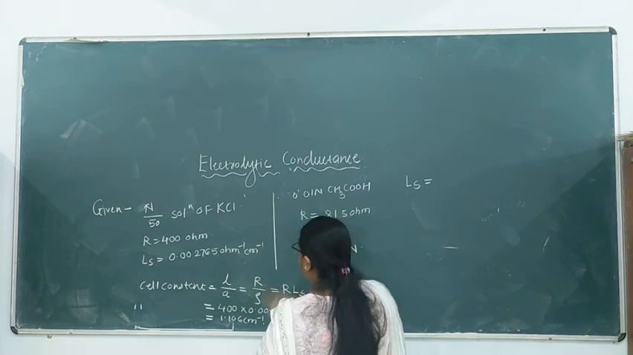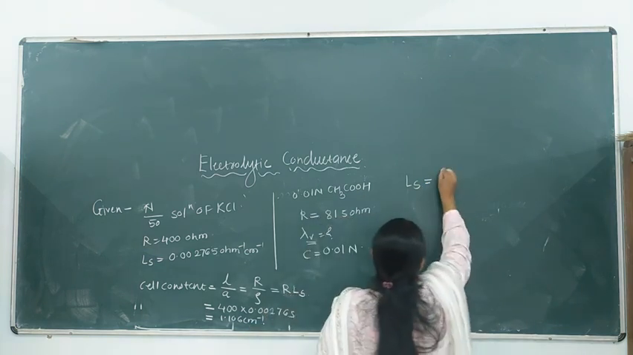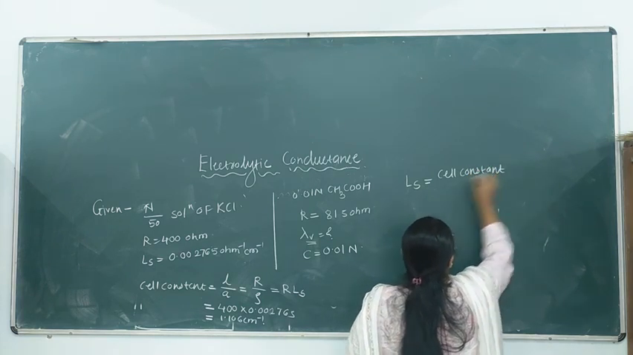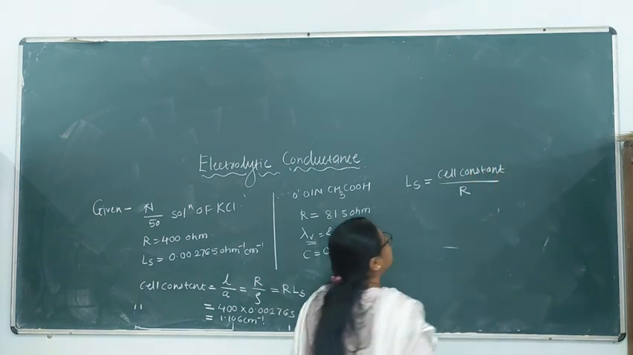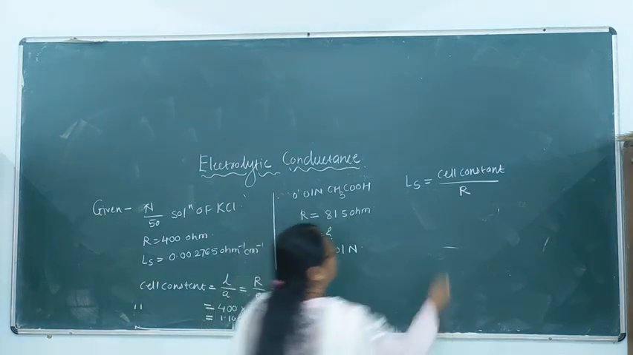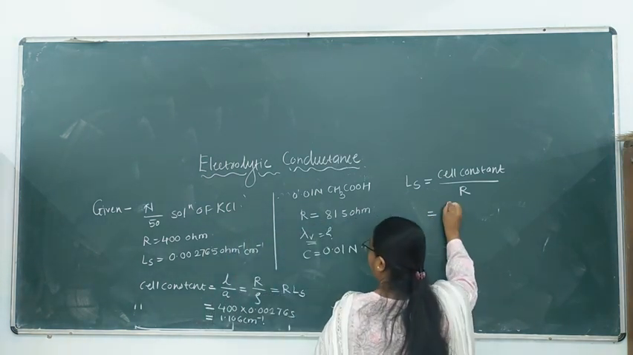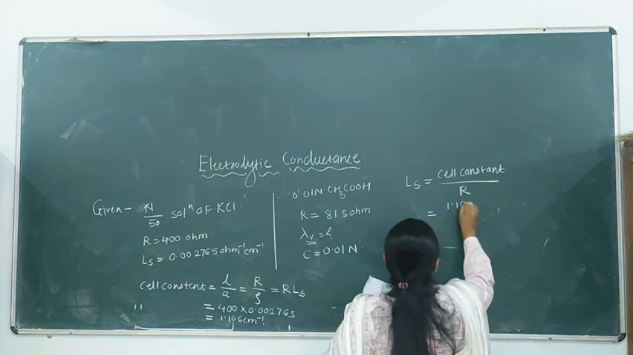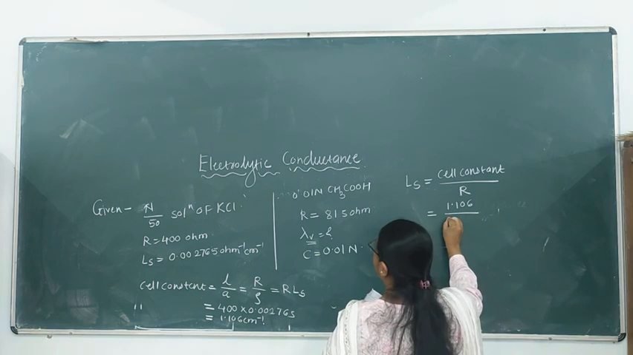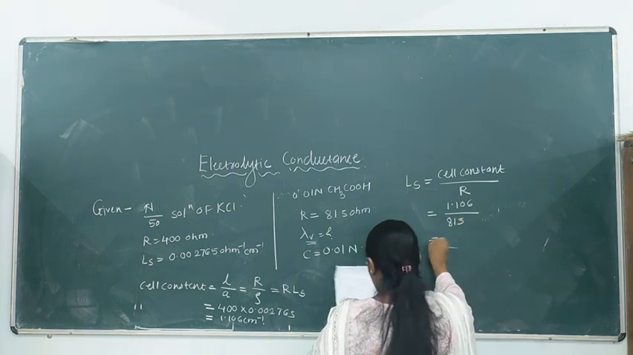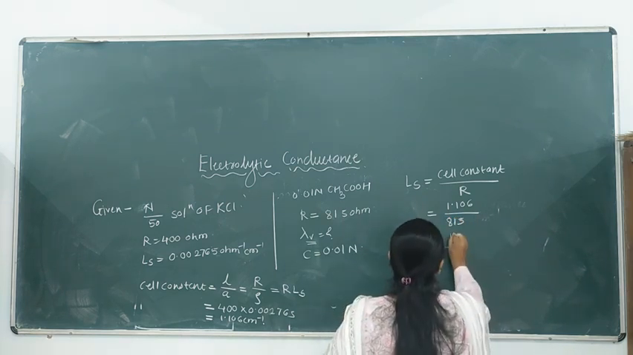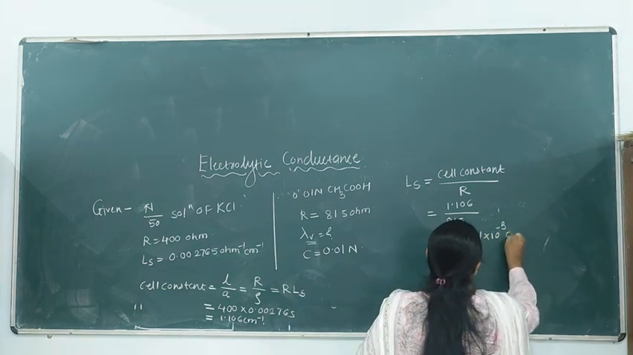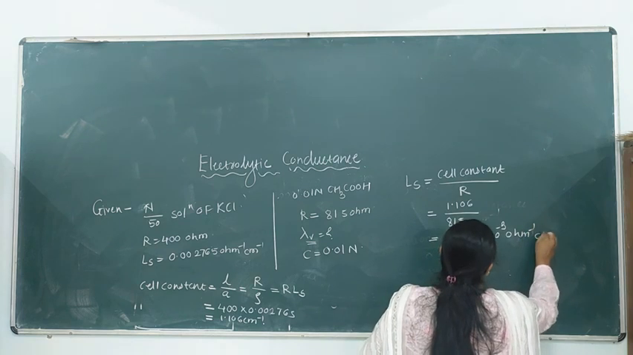Now, we'll first calculate the specific conductance. We know R, we know cell constant, and the relation of specific conductance, cell constant and the R is Ls is equal to cell constant divided by R. So cell constant is 1.106 divided by R. How much is R? 815. So Ls is equal to 1.3571 into 10 to the power minus 3 per ohm per centimeter.